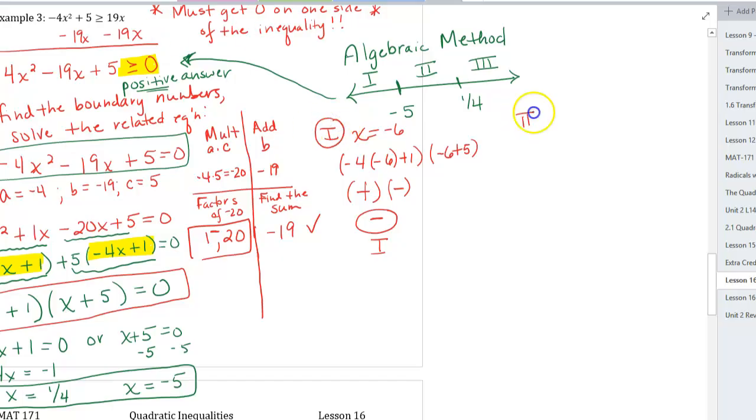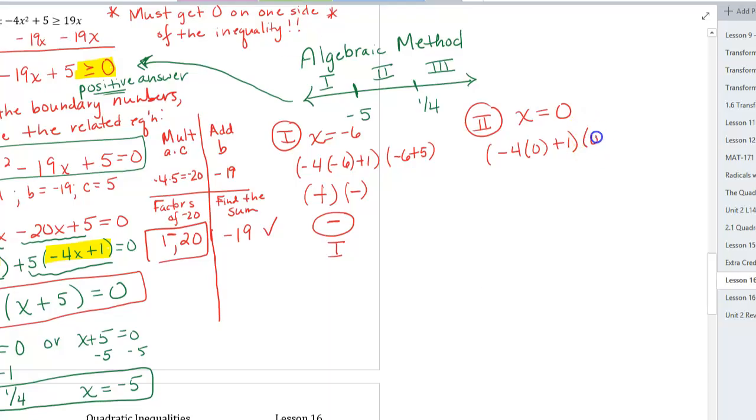If I look at interval 2, I need a number that's between negative 5 and 1/4. And 0 is in this interval. That's the number I usually test with. So again, I have negative 4 times 0 plus 1 times 0 plus 5. Well, negative 4 times 0 is 0. 0 plus 1 is 1, which is positive. 0 plus 5 is 5, which is positive. And a positive times a positive is positive. So interval 2 gives us numbers that are going to be positive.